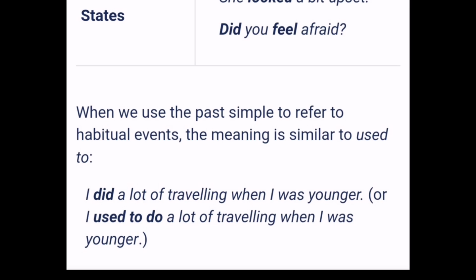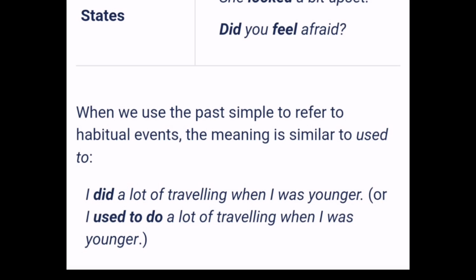We can use it also in states. For example, did you feel afraid? So, it's in terms of feelings or emotions. Afraid, panic, sad, happy, and so on and so forth.